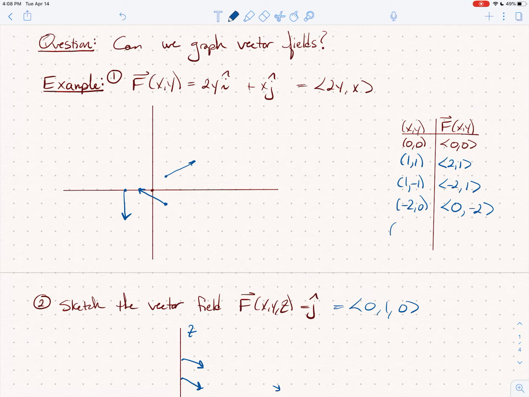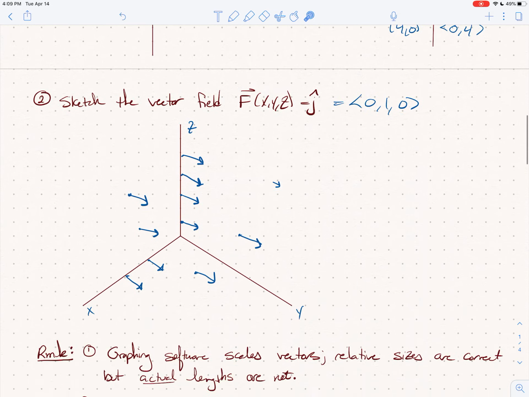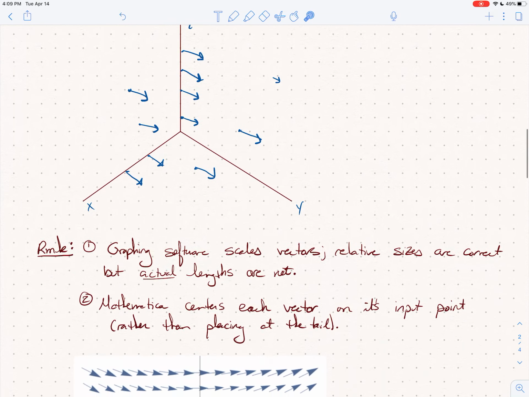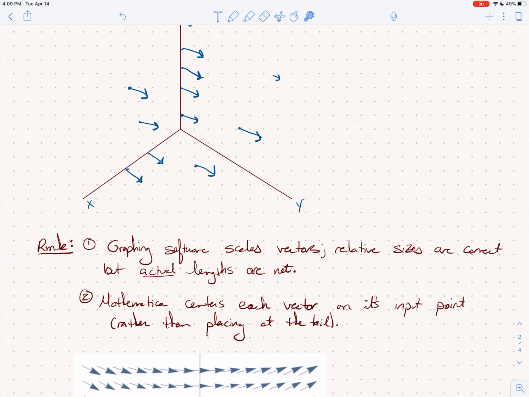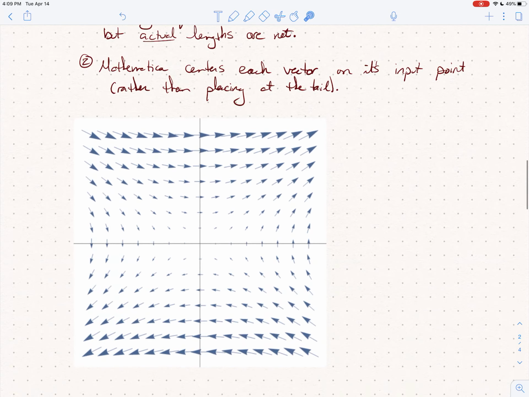Maybe we could plug in the point 4, 0, and we're going to get out the vector 0, 4. So I'm going to go over here to 1, 2, 3, 4 on the x-axis, and I'm going to go up to 4. And so that one you can see is longer. So these vector fields, when you're graphing them, you're getting vectors in different directions and with different lengths. Potentially, here's a case when everything is constant. So as we were saying, graphing software tends to scale the vectors, so don't trust the lengths.